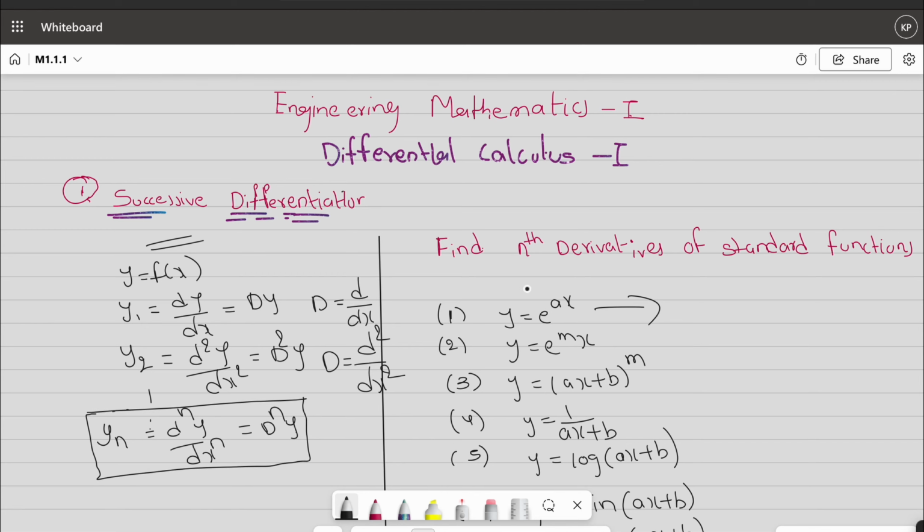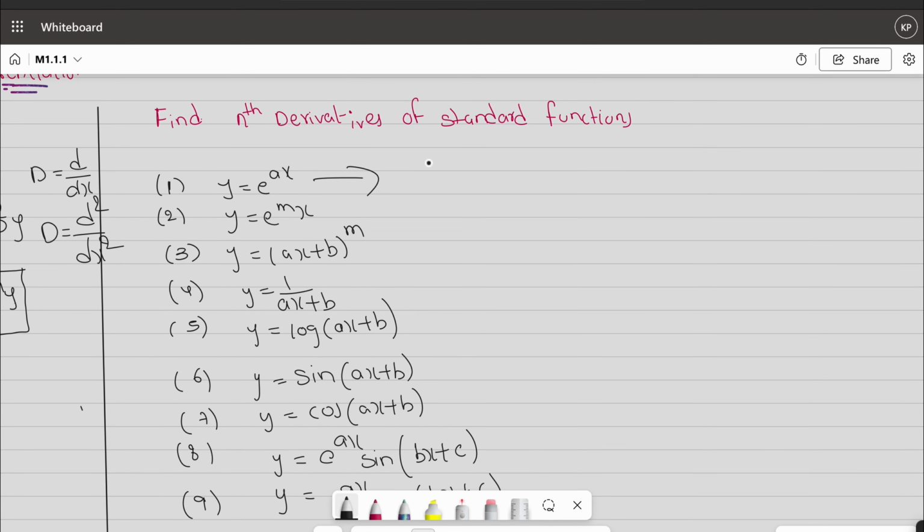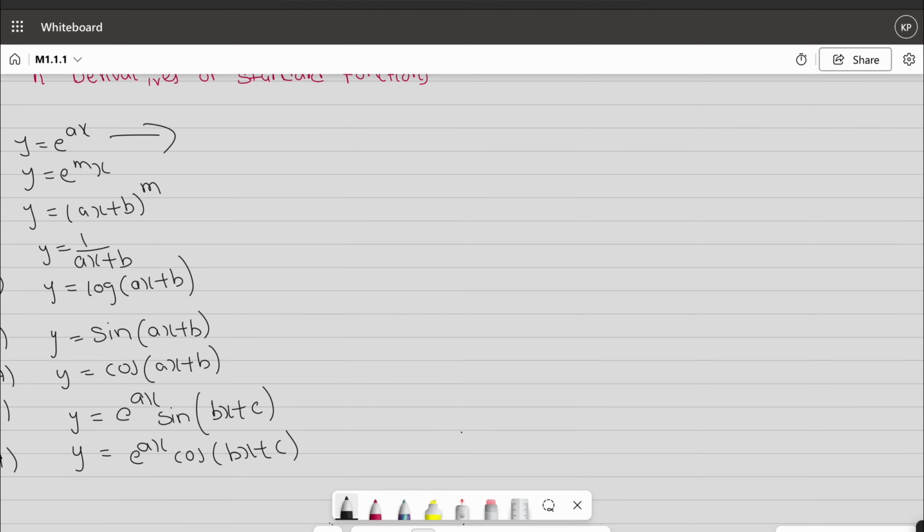Suppose you consider some standard functions. Why are we finding the derivatives of these standard functions? In the future, if you find an example with a similar pattern, we can use that formula so that we can derive the answers easily.